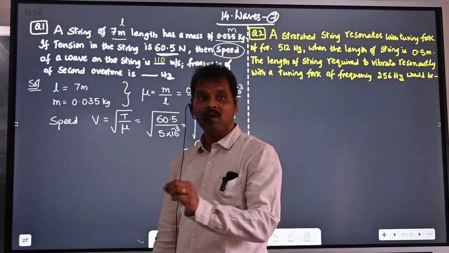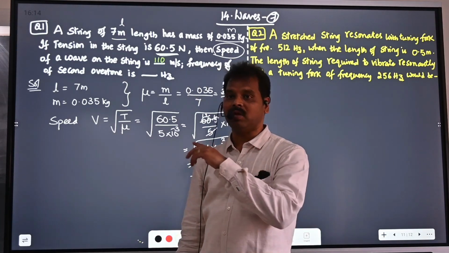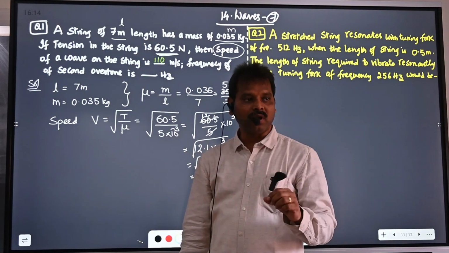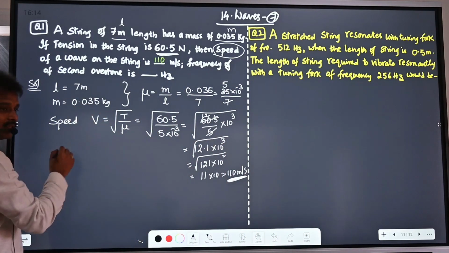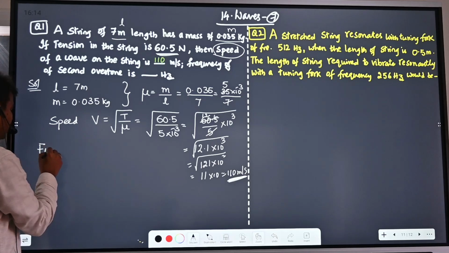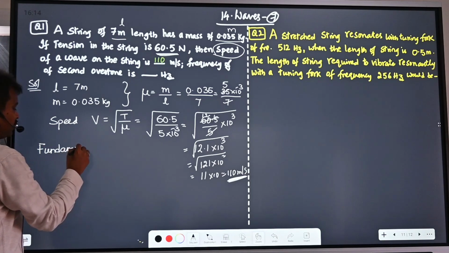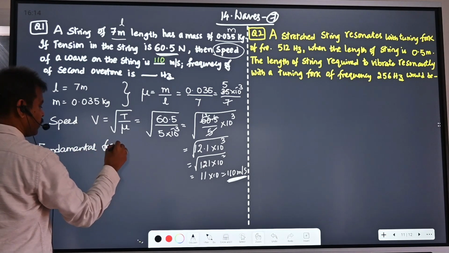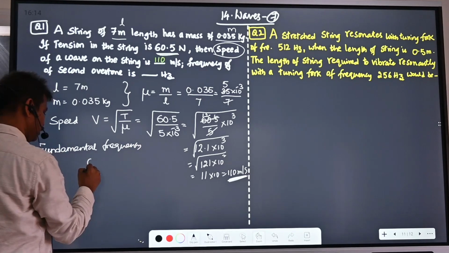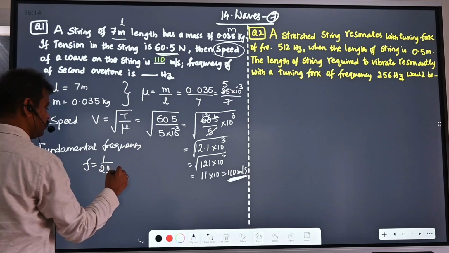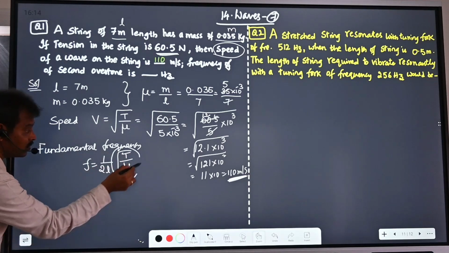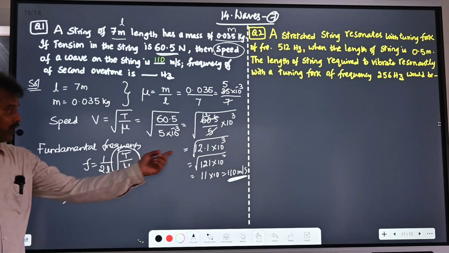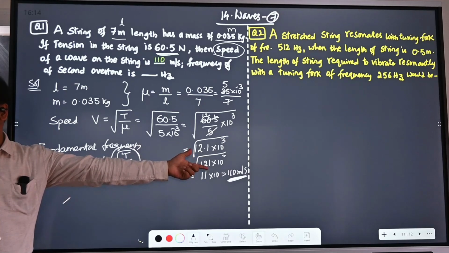First let me find the fundamental frequency of the transverse wave produced in the string. What is the fundamental frequency? It is not asked, but I am finding the fundamental frequency. F is equal to 1 by 2L root T by mu. Students, we know this value. This is 110, the speed we just found.